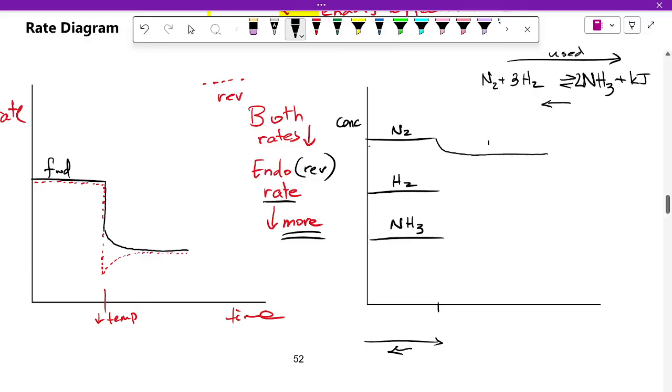Okay, so we have X. H2 is also going to go down. 1, 2, 3. 1, 2, 3. There we go. 3X. And NH3 is going to go up. I'm going to make a different color just so I can see it. 2X. Doesn't matter, right? If you have it at different amounts, it's fine. Mine just happened to overlap. No big deal. Are we good? Okay, cool.